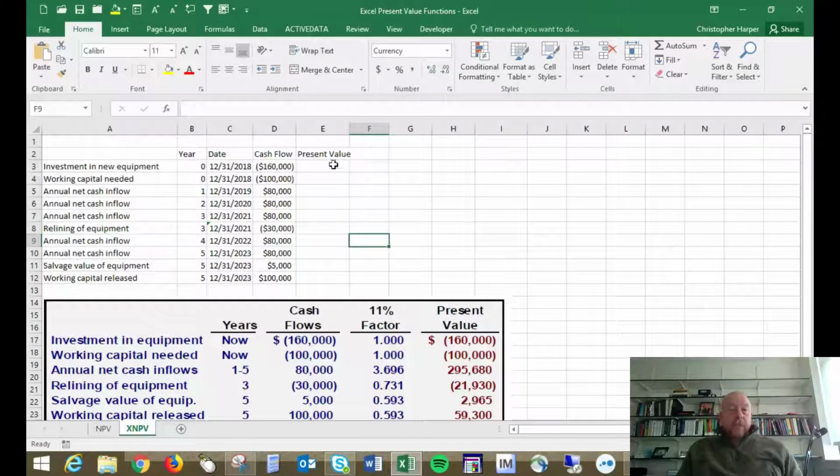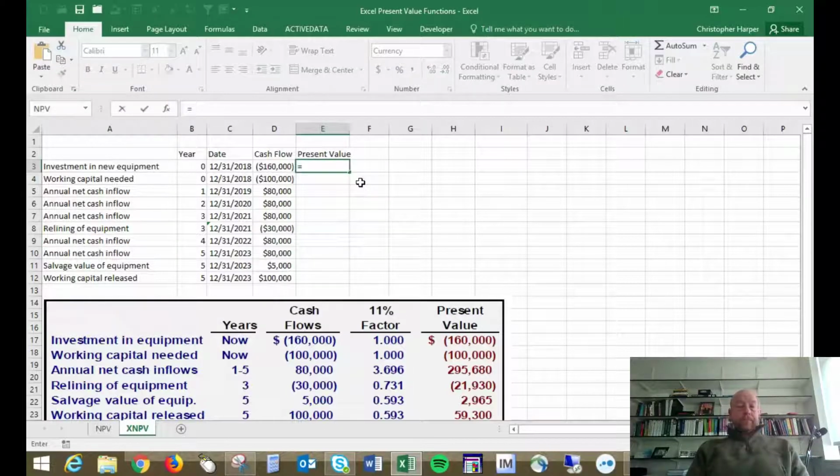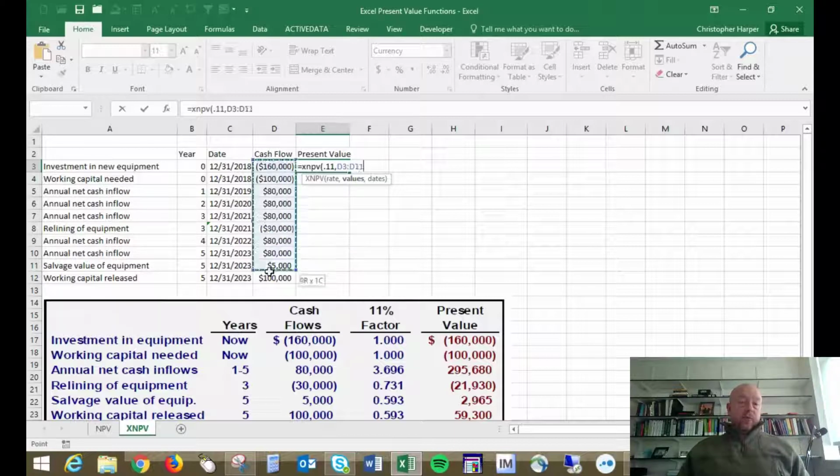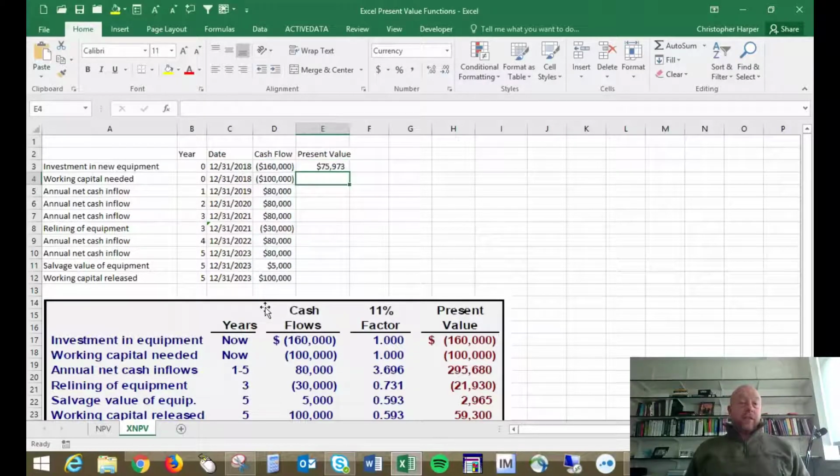Okay. Now, what we do with XNPV is you basically start with the formula, XNPV. The discount rate gets hard entered just like before, but now it's definitely looking for ranges of values and ranges of dates. Comma values, comma dates. So the range of values is right here. Put a comma. The range of dates is right here. And very quickly we have our present value.